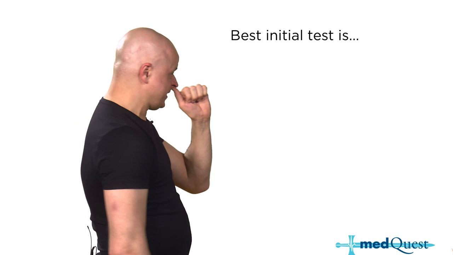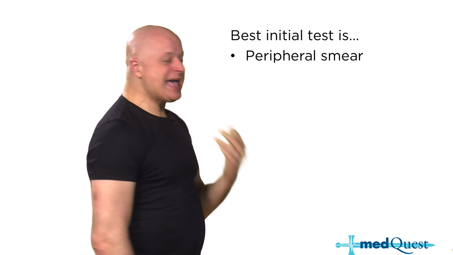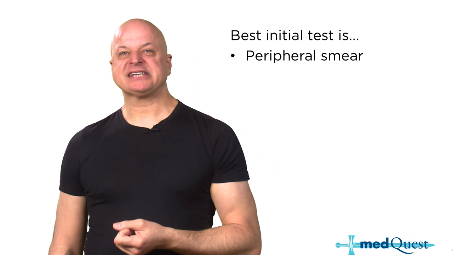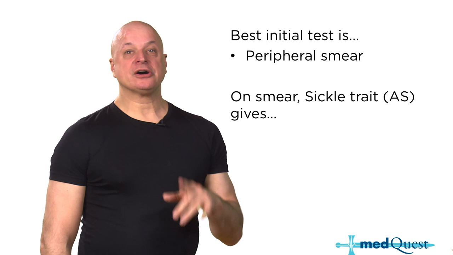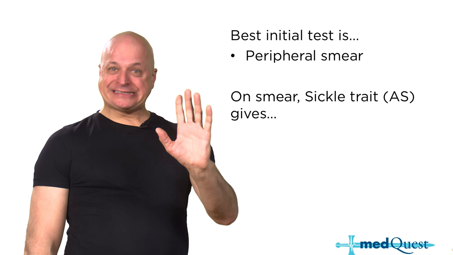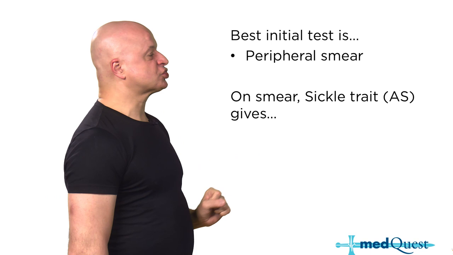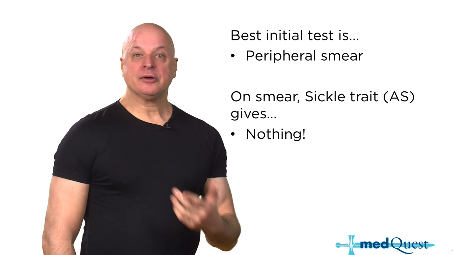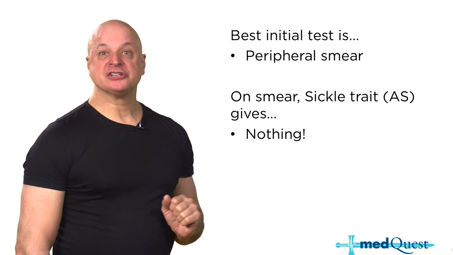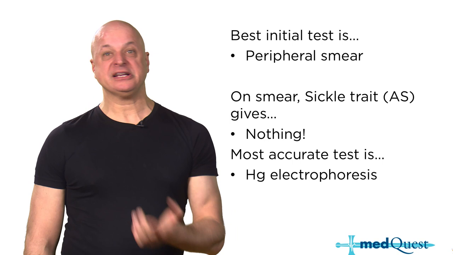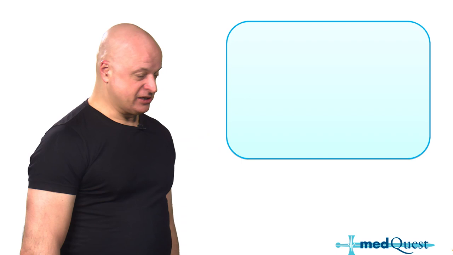The best initial test for sickle cell disease is peripheral smear, but can you tell the difference between sickle cell disease, SS, and sickle cell trait from the peripheral smear? Yep, you can. Because on the smear with sickle cell disease, you have sickle cells. But in sickle trait, you get nothing. That's the whole point. You can't tell the difference between trait and disease until you get a hemoglobin electrophoresis. The most accurate test and the only way to tell them apart is the electrophoresis. By the way, when you're in a live class and you ask, can the smear tell the difference between trait and disease, most people will be wrong. They say that they both show sickle cells, and the answer is no. The smear will tell you the difference.